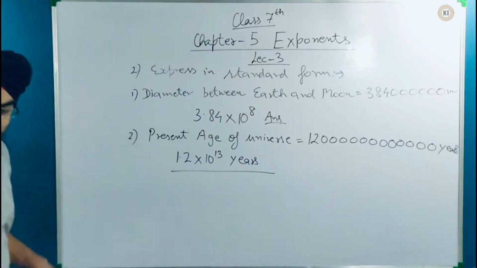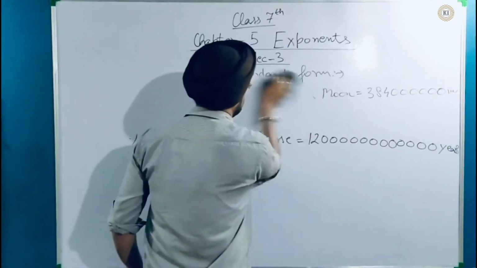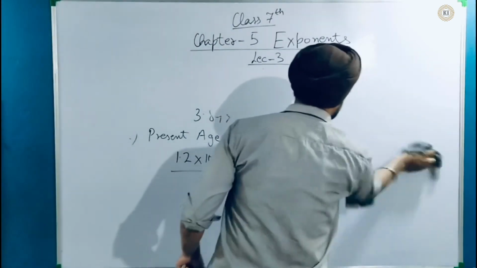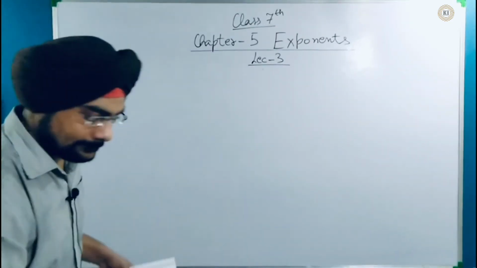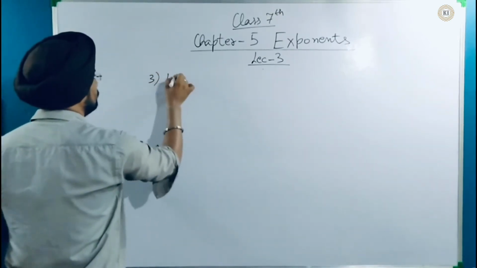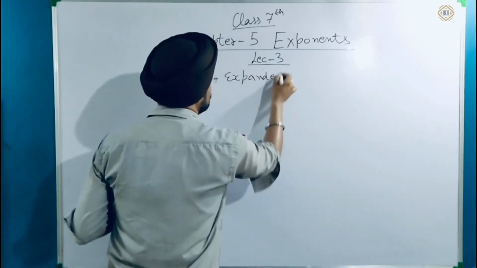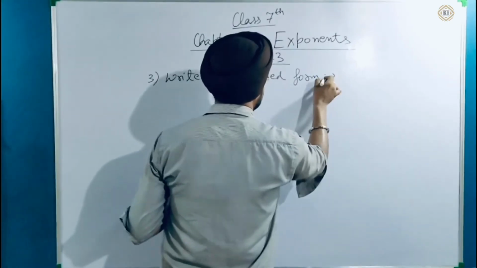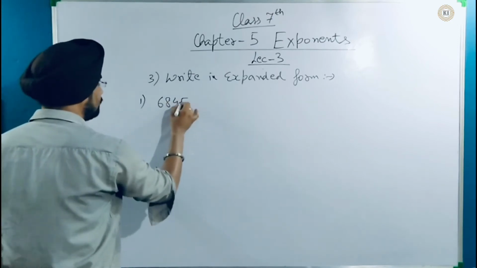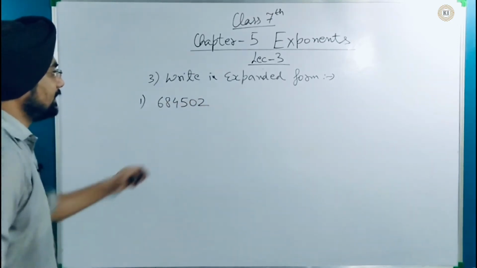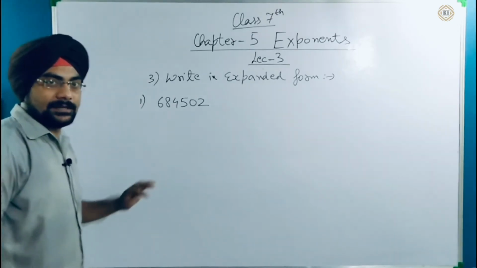Now next question is, we have to write the values in the expanded form. First question is given as 684,502. So we have to write the numbers in expanded form. In expanded form, we write according to the place value. We multiply the numbers according to the place value.